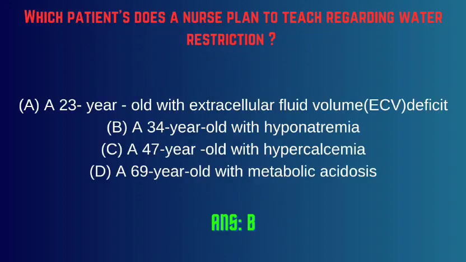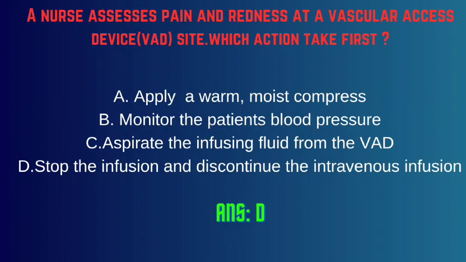The second question is, which patients does a nurse plan to teach regarding water restriction? A 23-year-old with extracellular fluid volume deficit, a 34-year-old with hyponatremia, a 47-year-old with hypercalcemia, a 69-year-old with metabolic acidosis. The answer is B.